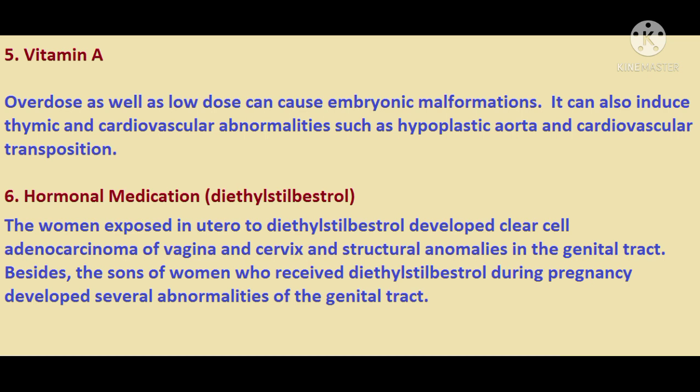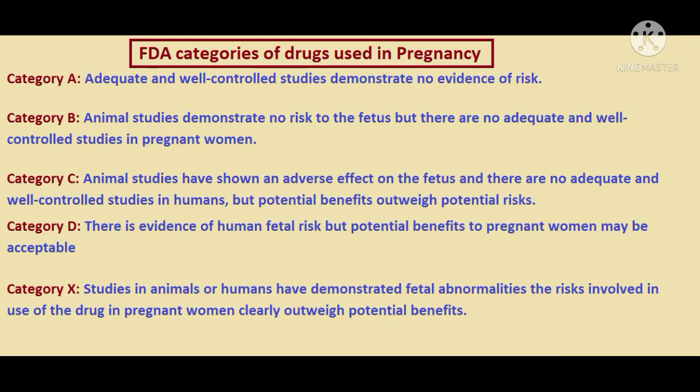Women who were exposed in utero to hormonal medication like diethylstilbestrol can develop clear cell adenocarcinoma of the vagina and cervix and structural anomalies in the genital tract. Not only the pregnant woman, but also the baby boys of women who received this hormone during pregnancy develop abnormalities of the genital tract. Next, we discuss the FDA categories of drugs used in pregnancy.